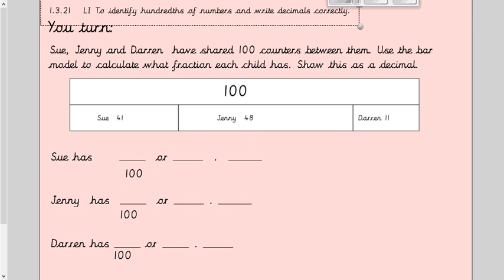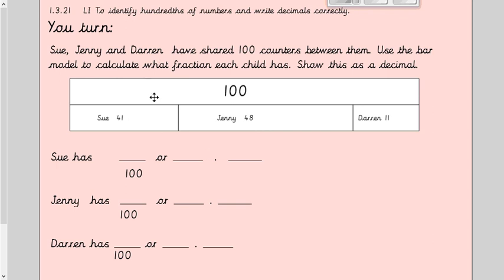So now it's your turn to have a go at one of these questions. It's very similar to the other one. I literally just changed the numbers and the names. So it says, Sue, Jenny and Darren have shared 100 counters between them. Use the bar model to calculate what fraction each child has. Show this as a decimal. So I want you to work out how many counters Sue, Jenny and Darren have as both a fraction and a decimal, and then we'll go through it together. If you're not too sure and you want to go through it with me, then stay with me.